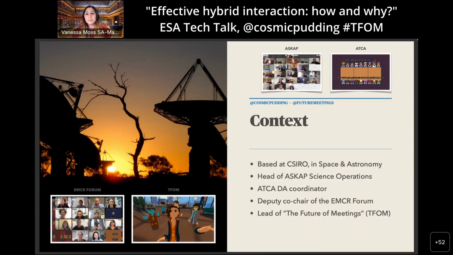I am a deputy co-chair of the EMCR Forum, which is an early and mid-career researcher forum under the Australian Academy of Science, and I'm the lead on TFOM, which started as a symposium, and I'll come back to that, but has sort of continued on in this community of practice collaboration form that we're still not quite sure what we are, but we exist, and I'll give you a little bit more insight into that as well.